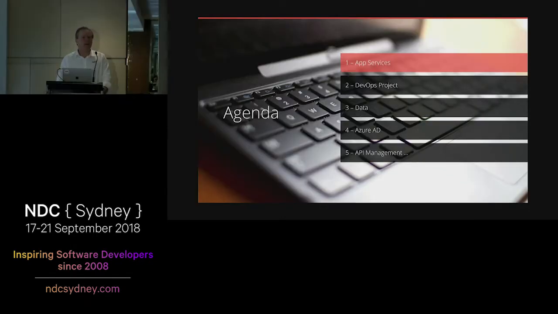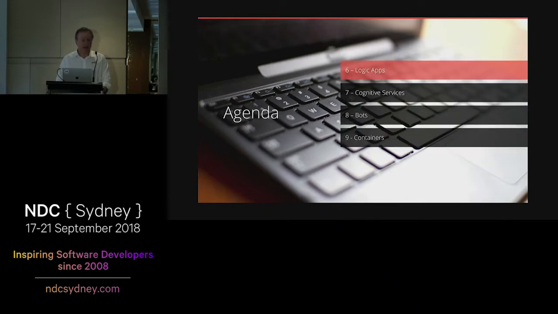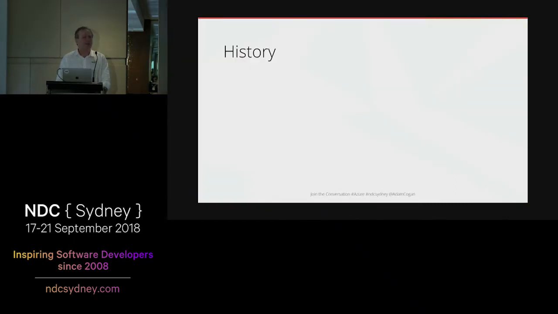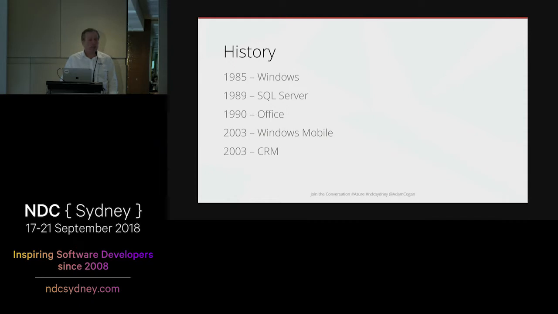So here are my nine nights. We're talking about app services, DevOps, data, Azure AD, API management, logic apps, cognitive services, bots, and containers. I know there's a lot more, but they're the principal ones that I'd want Jason to start with. That would probably be enough for him. By the time he's learned all that, he'll be sick of me and all the things I want him to learn. So, here's a little bit of history. We start off with Windows and SQL and Office and mobile and CRM, and then AWS. That was incredible.